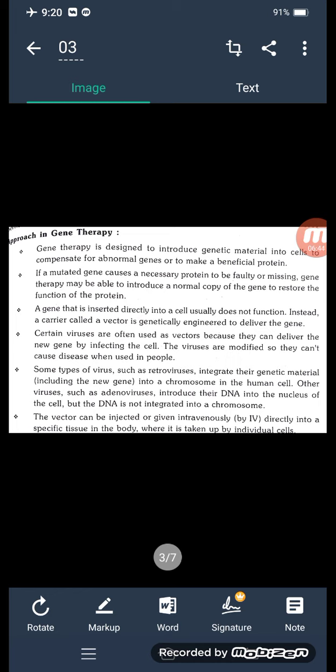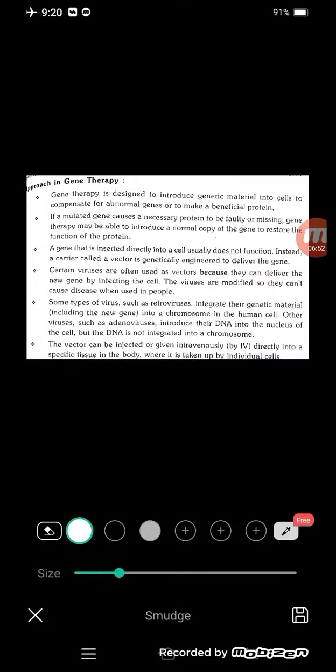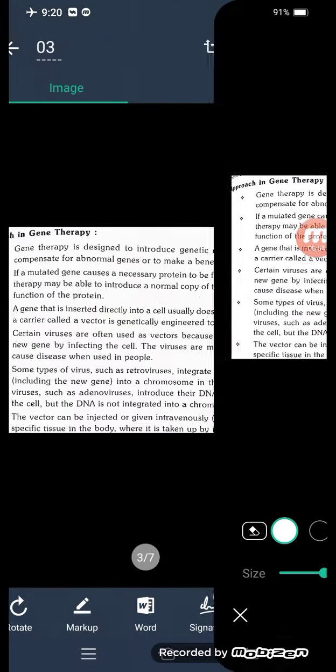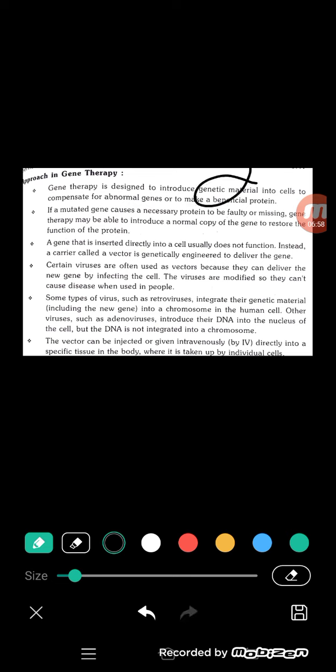Which cell is suffering from the disease? The genetic material is transferred into that cell. So the abnormal genes are compensated and made into beneficial proteins or beneficial genes.